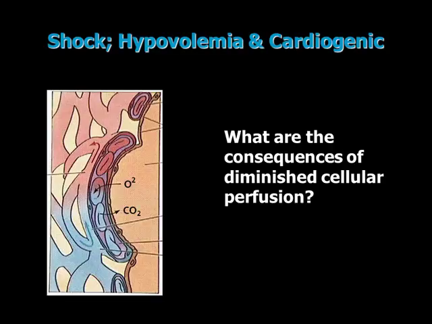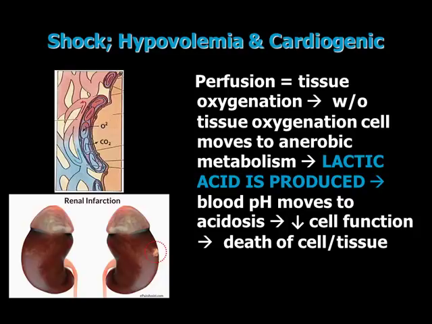And what happens when the cells do not have enough oxygen? Well, on the cellular level, remember from your patho that oxygen is needed for the cells to survive because they can produce ATP. And ATP is the gas that keeps your cell working. And so without tissue oxygenation, the only thing the cell can do to make or produce ATP is move to anaerobic metabolism. That's what that means. The cell will produce ATP without oxygen.